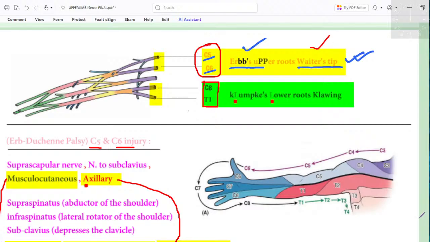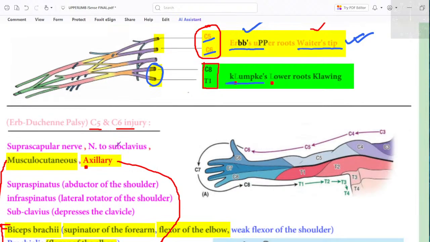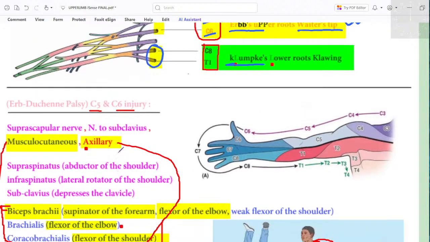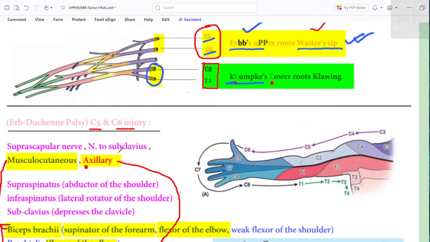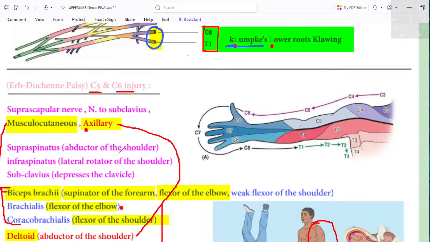And if it is lower, C8 and T1, then it is called Klumpke's palsy. It is like a claw; we will get flexion of the fingers.